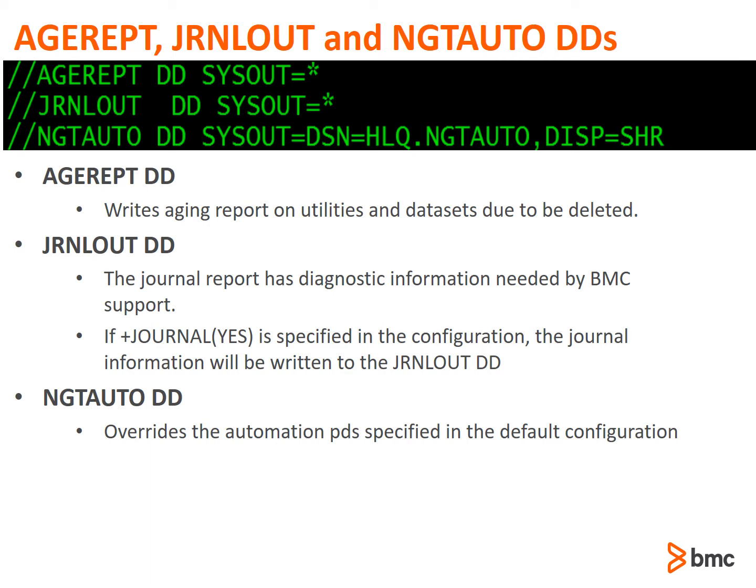The age report DD lists datasets due to be deleted based on aging criteria in the configuration. The journal out DD is written to the journal when the journal yes parm is specified in the configuration. The information in this dataset is used by support to diagnose failures. The NGT auto DD is used to override the default automation libraries in the configuration.